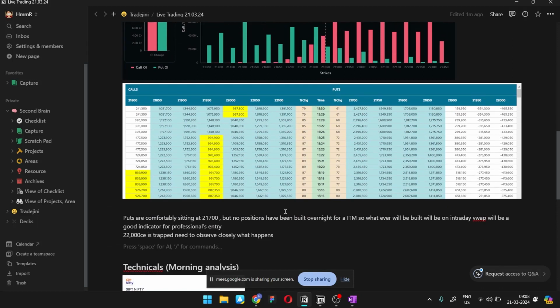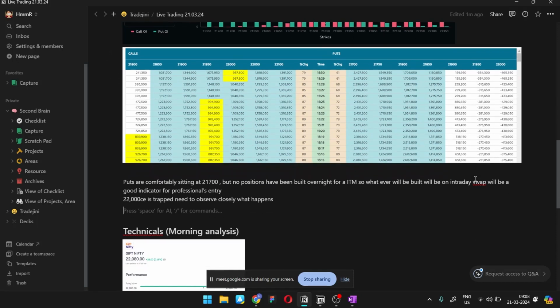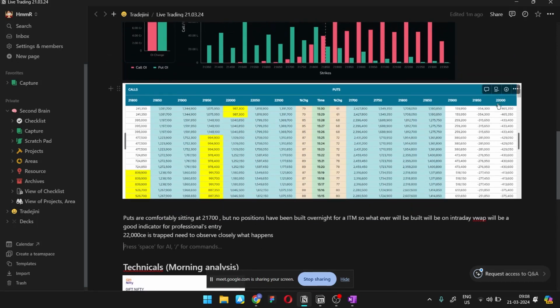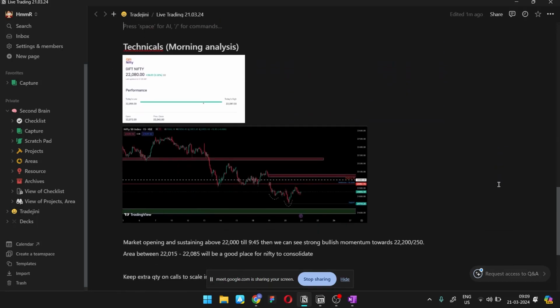And if you see the put side what has happened, they're very comfortable. They're sitting at 21,700, but nothing has been built in the money. So whatever positions are going to be built which are bullish will be built today itself. So that will be something interesting to watch. So a very crucial strike today to watch out for is the 22,000 call.